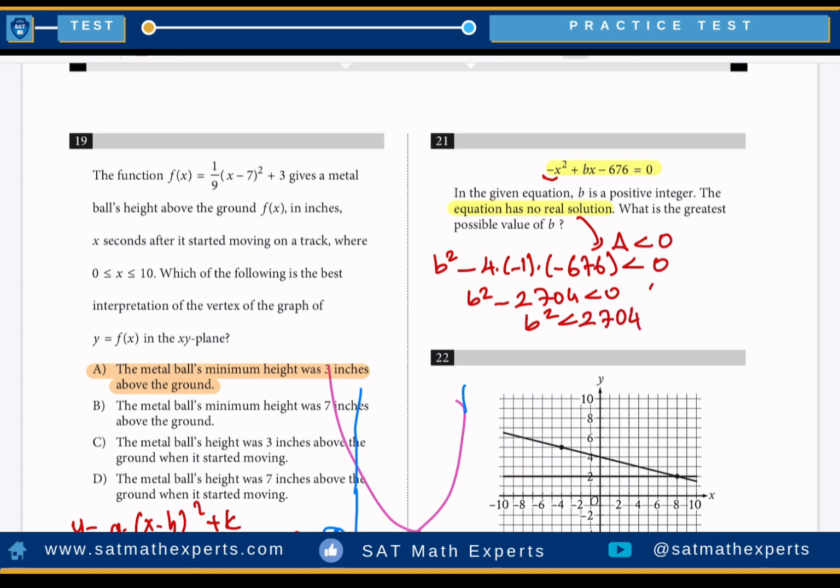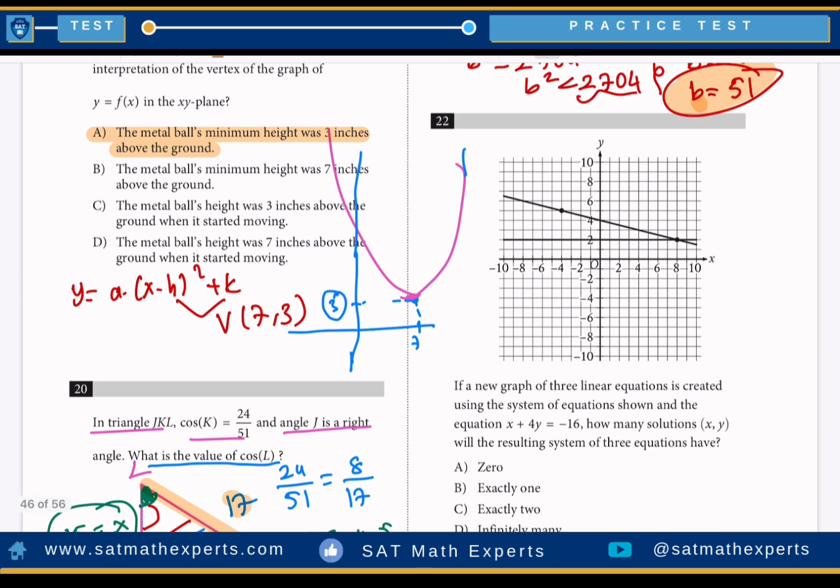From here b must be less than, if you can use a calculator, I think it's like 52 something. So less than 52 something. So the greatest possible value, maybe it's 51 point something also. So the greatest value will be 51. Okay, you can use your calculator just to make sure about that.